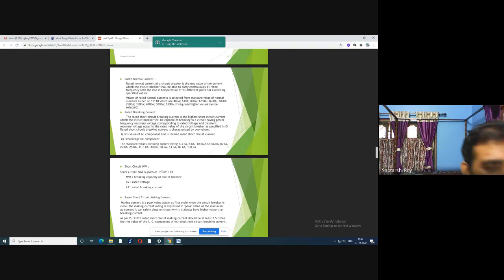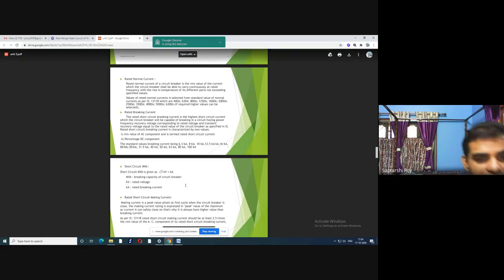Rated short circuit breaking current is characterized by two values. Number one, RMS value of AC component, and number two, percentage DC component. Standard values of breaking current are 6.3 kiloampere, 8 kiloampere, 10 kiloampere, 12.5 kiloampere, 16 kiloampere, 20 kiloampere, 25 kiloampere, 31.5 kiloampere, 40 kiloampere, 50 kiloampere, 63 kiloampere, 80 kiloampere, and 100 kiloampere.